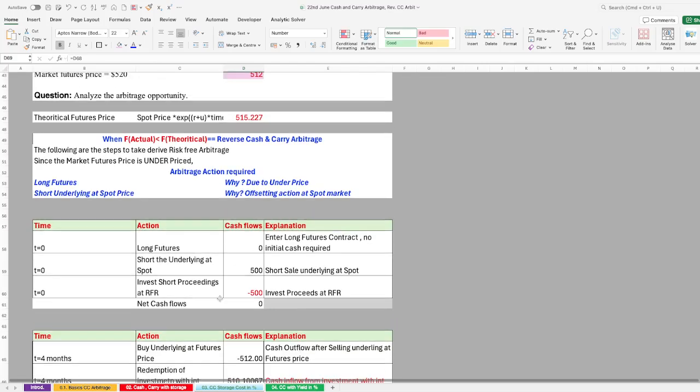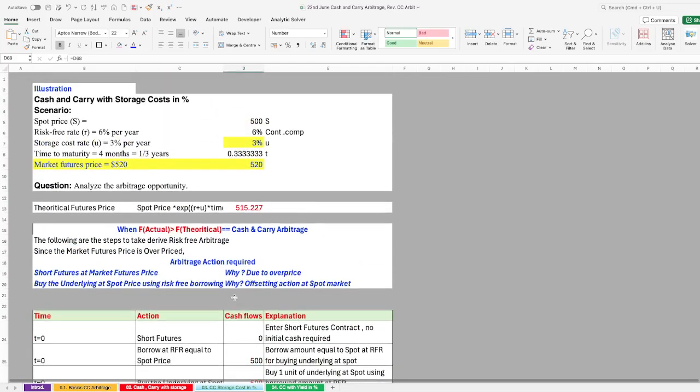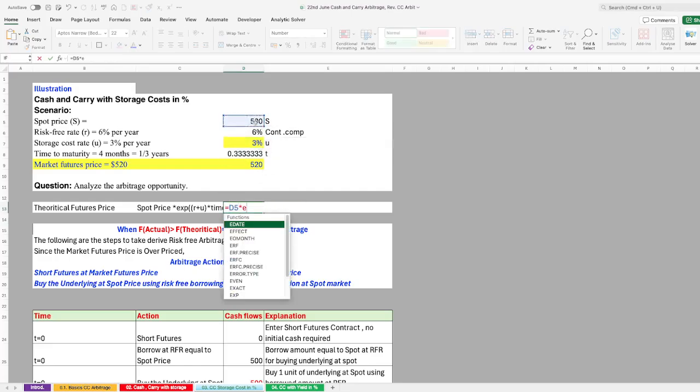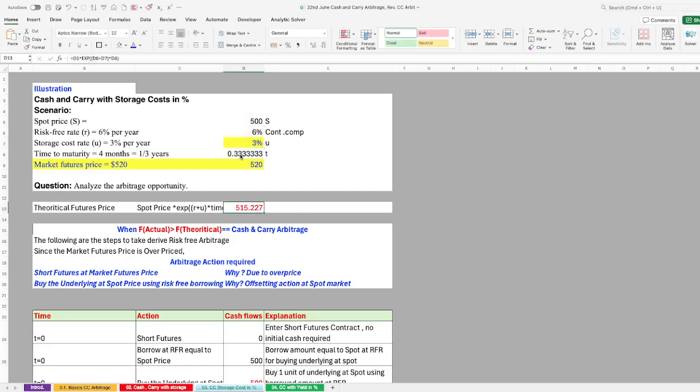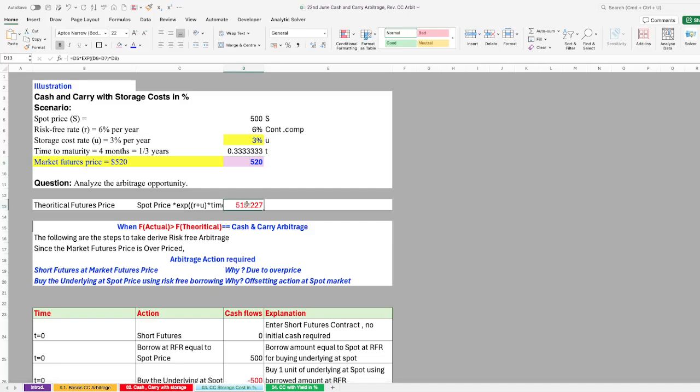When the storage cost is given as a percentage, how do you deal with this? Say it is 3% on a continuous compounding basis. As per the model, we calculate the futures price as the spot price times exponential of R, 6%, plus 3%, multiplied by the time. So we got 1,515.227. Let's assume the market futures price is given as 520, so it is more than the estimated price.